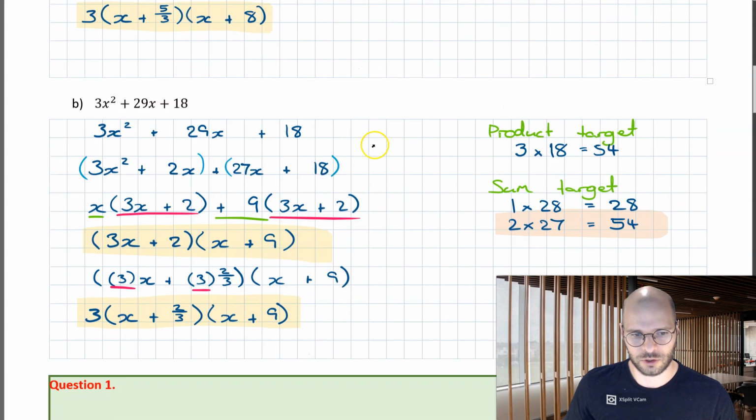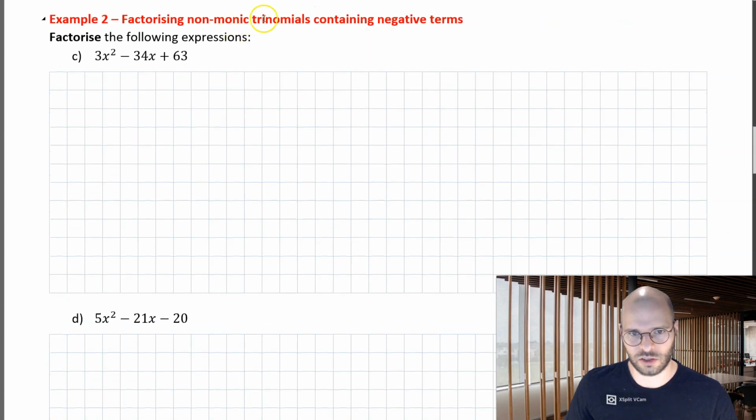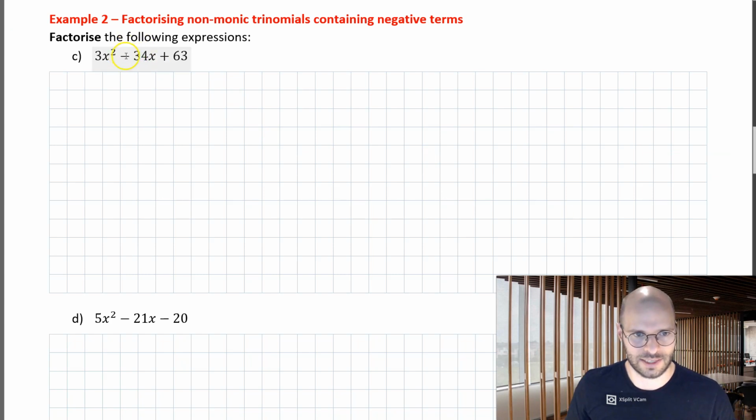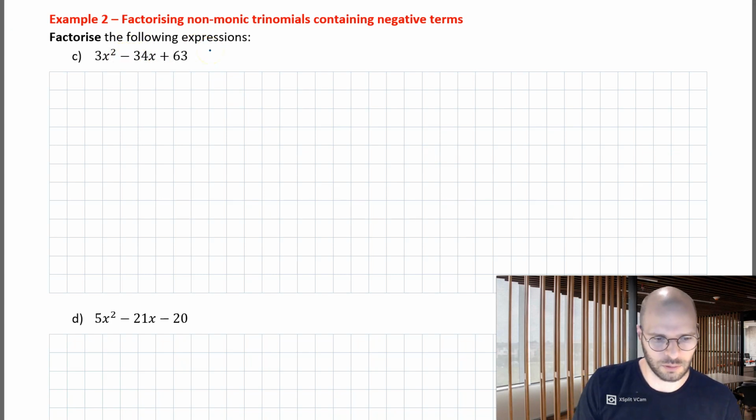Okay, let's look at some trickier stuff. Factorizing non-monic trinomials containing negative terms. What we're going to do here is we're going to factorize these expressions where the difference with these ones is that they now have negatives involved. The process is still the same.